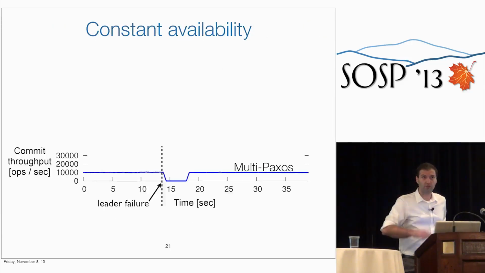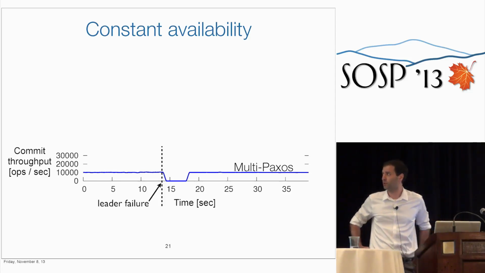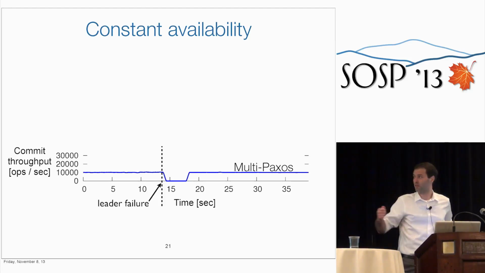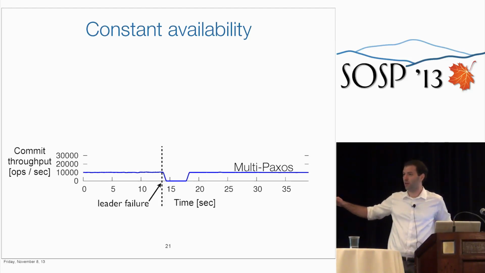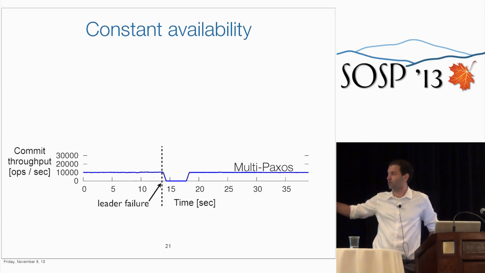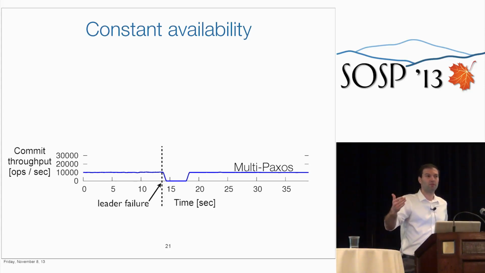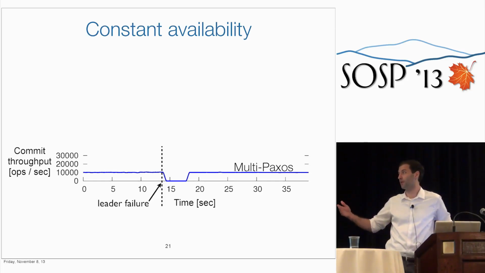And the final set of results that I'm going to show you is this nice side benefit that we get with EPaxos, which is constant availability. This is a throughput over time graph, which shows what happens when the Multi-Paxos leader fails. When it fails, the system throughput goes down to 0 because no command can be committed until a new leader is elected.